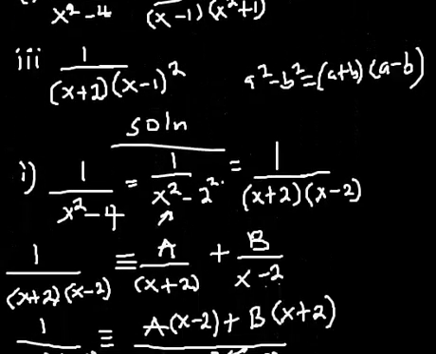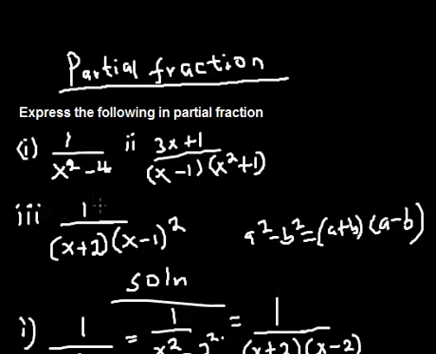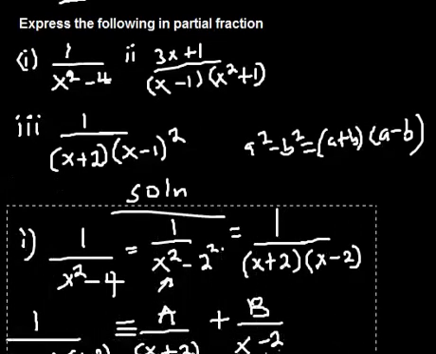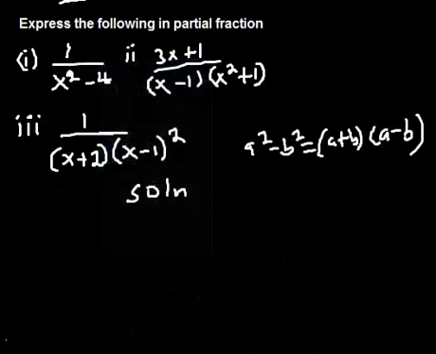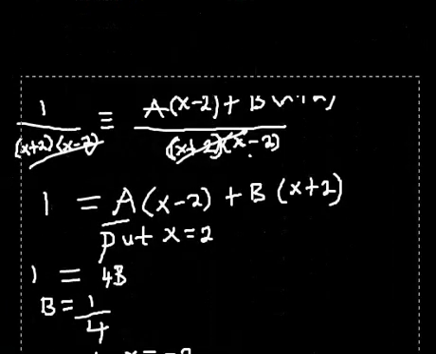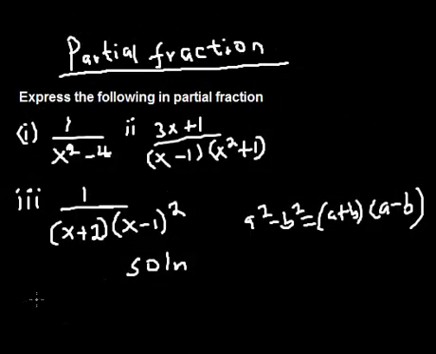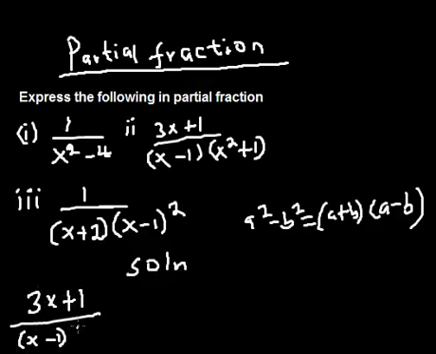I hope you understand. This is the same procedure with what I solved previously. Now let's look at this second question and how we are going to solve it. I'm looking at part II of the question: 2x plus 1, divided by x minus 1, then x squared.